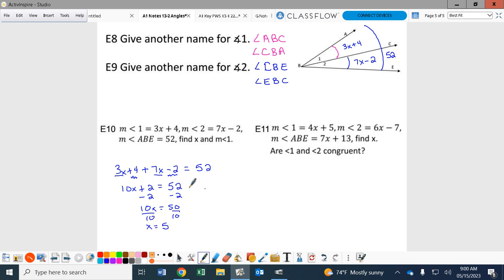Again, guys, that's the algebra part you're already supposed to be able to do. The first part is the geometry. This is the algebra. From there, once you find x, that's not the only answer you need. That's one of the two answers you need. It also says to find the measure of angle 1. So we have to plug it back into this one. When we plug it back into 3x plus 4, it's going to be 3 times 5 plus 4, which is going to be 15 plus 4, which is going to be 19.